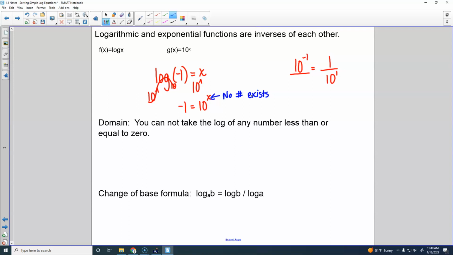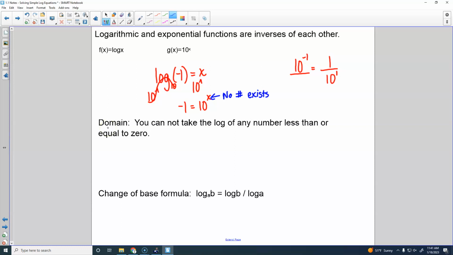So that's why we cannot take the log of any number less than or equal to 0. The same would be true for 0 here. I can't ever get that to equal 0. 10 to any power is still going to have some sort of positive value. It's never going to equal 0. It might be really close to 0, but it's not going to equal 0. So that's important to remember for our domain.